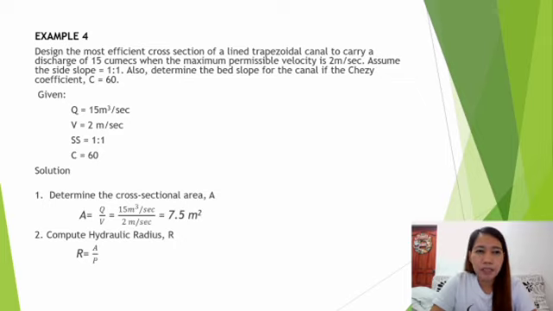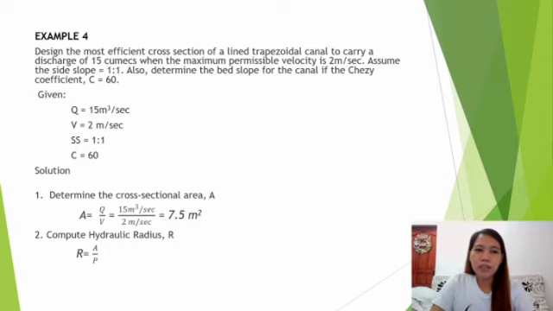Design the most efficient cross section of a lined trapezoidal canal to carry a discharge of 15 cubic meters per second when the maximum permissible velocity is 2 meters per second. Assume the side slope is 1:1 and also determine the bed slope for the canal if the Chezy's coefficient is equal to 60. So we have the values of Q, the mean velocity, the side slope, and also the Chezy's constant C.